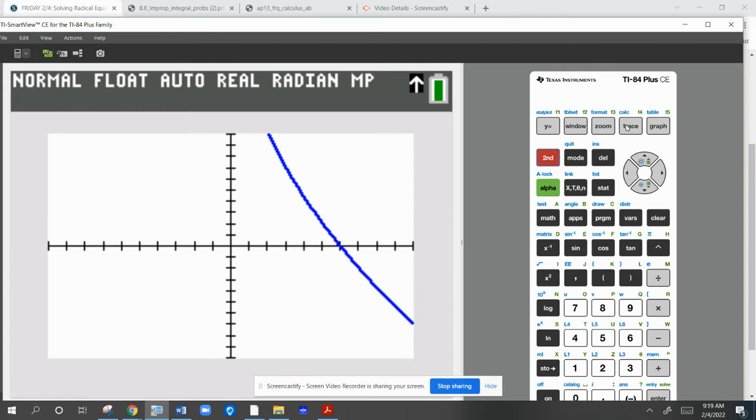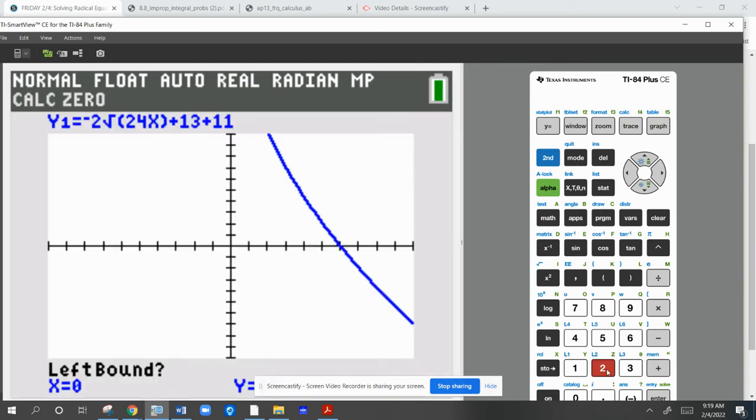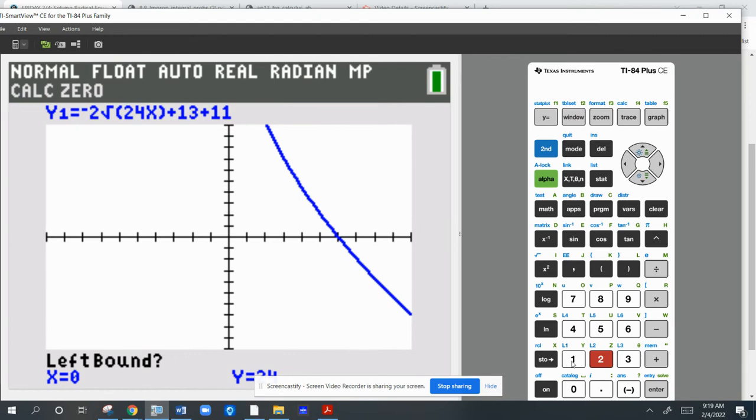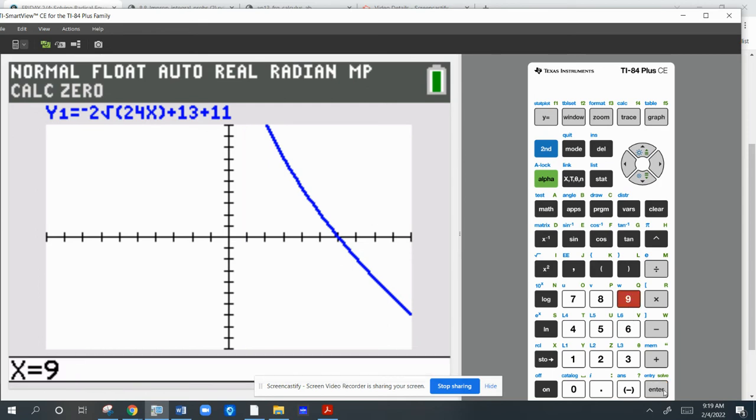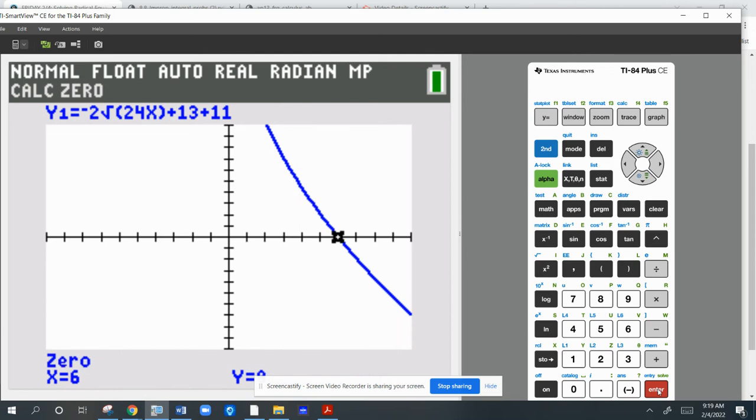So second, calculate, zero. You have to do a left bound and a right bound. Since I can see this is approximately 6, the left bound is any number over here. So I'm going to do 1. Right bound is any number after 6, but you can't go past 10. So I'll do 9. How about that? And my guess is just enter, and it gives me 6.